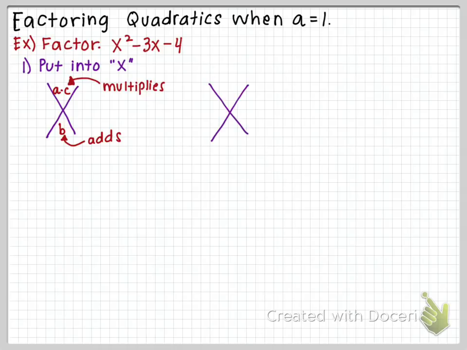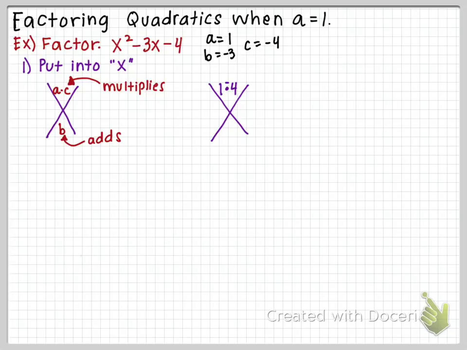Remember, when we pull out a, here a is 1, this 1, right? B is the number in front of the x, this is negative 3, and c is negative 4, right? So I'm going to write that out actually. A is 1, b is negative 3, and c is negative 4.